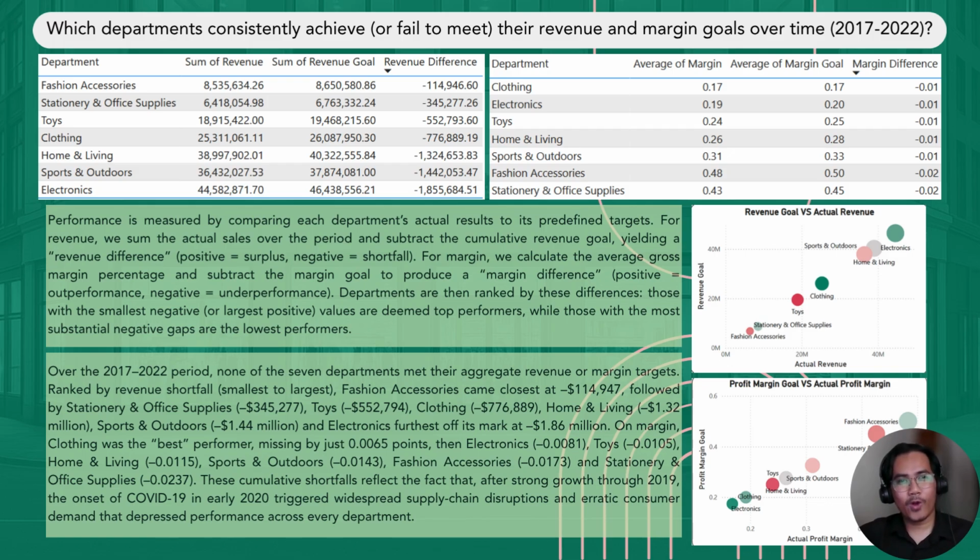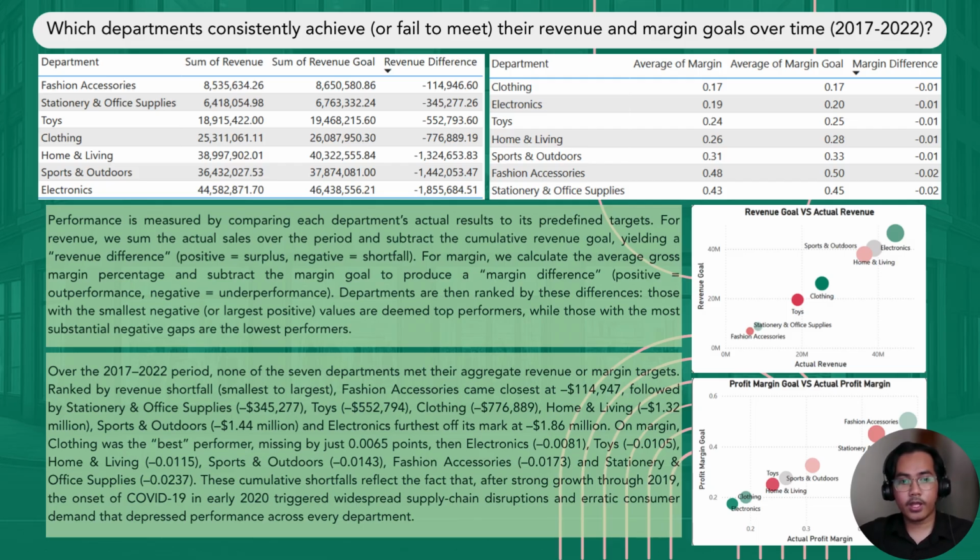First, we need to know what metrics to use to calculate performance. To measure the department's performance, we use the sum of revenue and average of margin, then compare them to the differences of their goals respectively. In total, from 2017 to 2022, all the departments underperformed compared to their revenue and margin goals. But does this mean the department store was not doing well from the start?